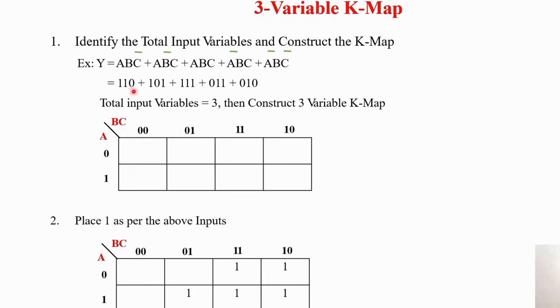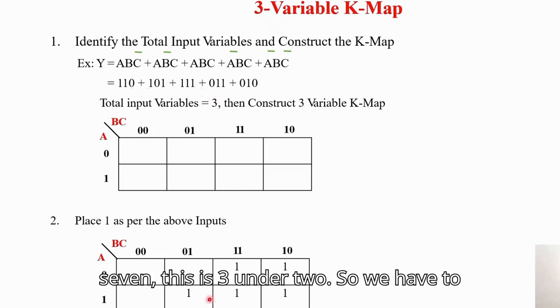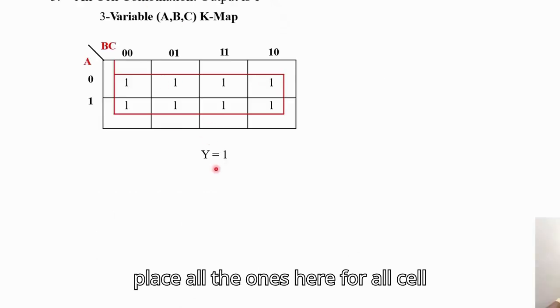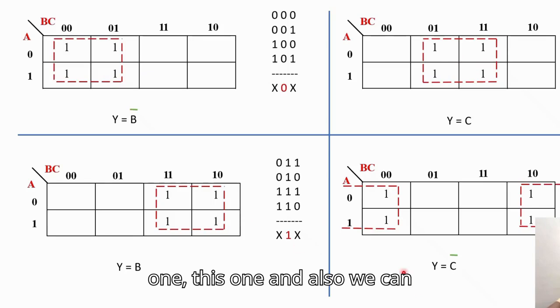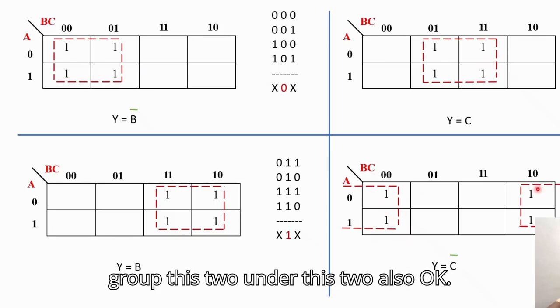Then for the corresponding values, this is of SOP form. So 110, 101, 111, 011, 010. So this is 6, this is 5, this is 7, this is 3 and 2. We have to place all the ones. For the all cell combination, the output is 1. For 4 cell possible combinations: this one, this one, this one, and also we can group this 2 and this 2.